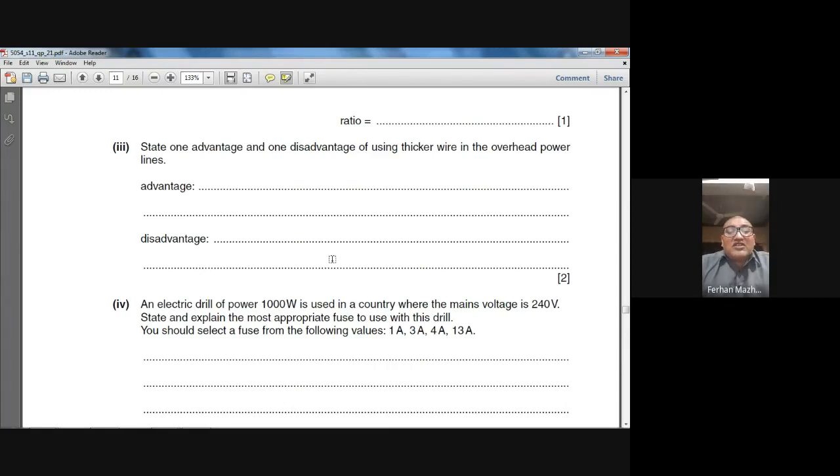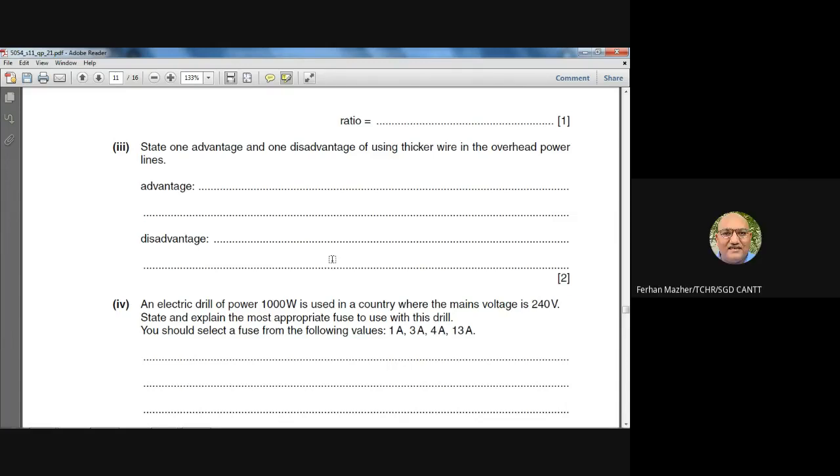When their resistance decreases, the power loss in them decreases. So the line losses decrease. If you use thicker wires in the overhead power lines, the power loss in them will decrease. There will be less line losses. What is the disadvantage? The disadvantage is when you use thicker wires, they become very expensive. One disadvantage, their cost is very high.